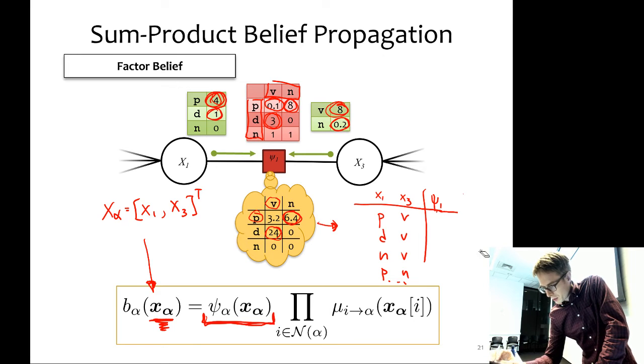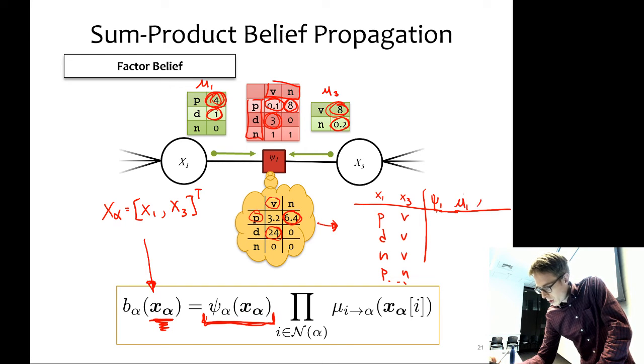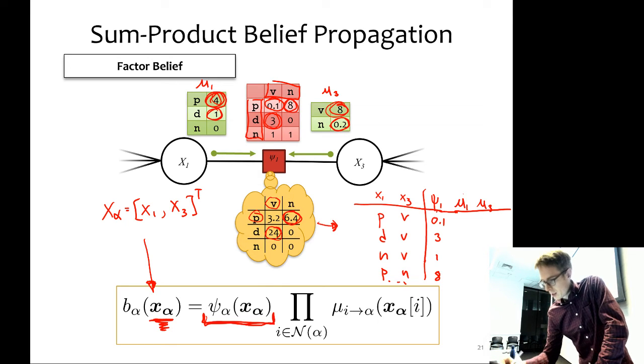And actually, we could make this even more explicit. So we can also have in here the values for the messages. So let's call them, just for simplicity, mu1 and mu3. And so the values for psi1 we can just copy down as 0.1 and 3 and 1 and 8. And then for mu1, we would actually just look at the value of x1. So that's going to be like what we were doing when we were spelling out the different factors in a giant table. So that would be 4, 1, 0, and then 4, 1, 0 again. And then for mu3, that's going to be 8, 8, 8, and then 0.2, 0.2, 0.2.